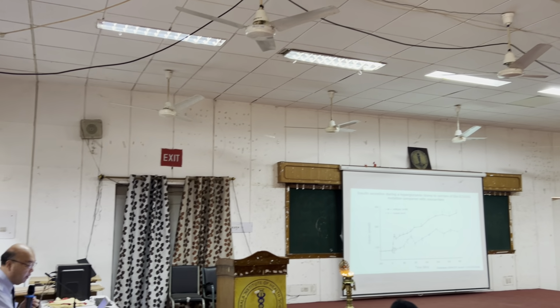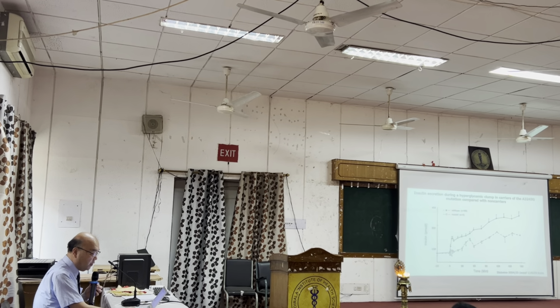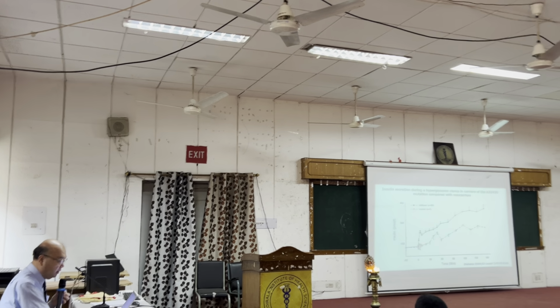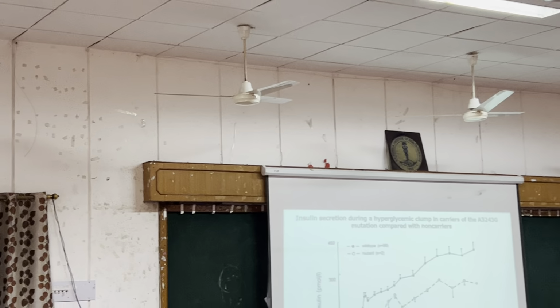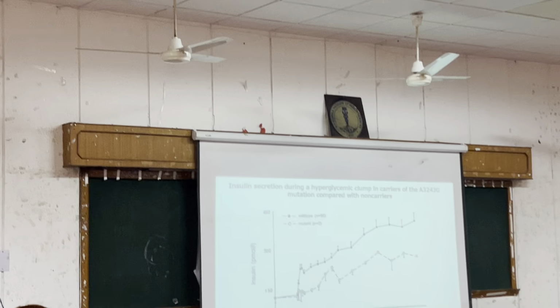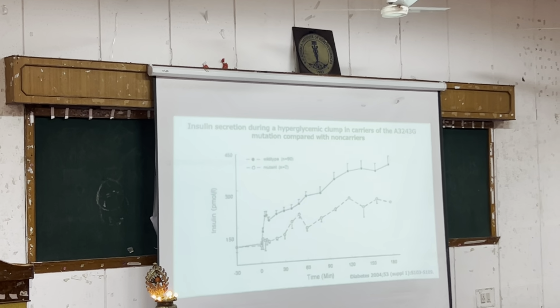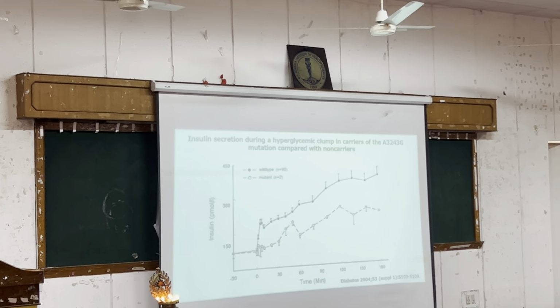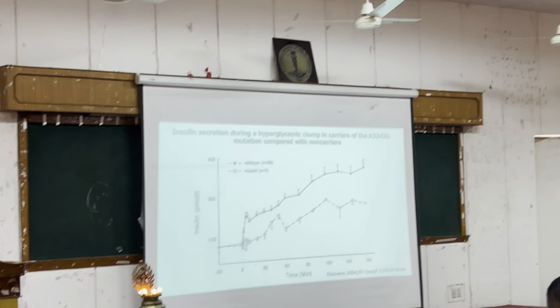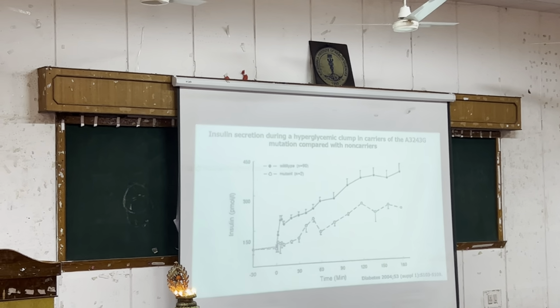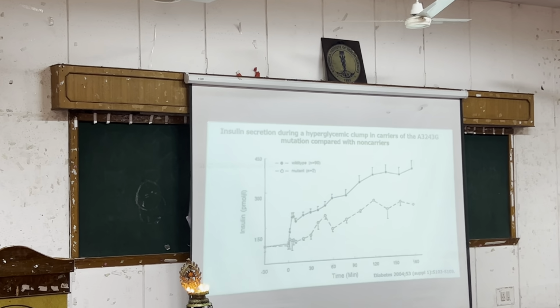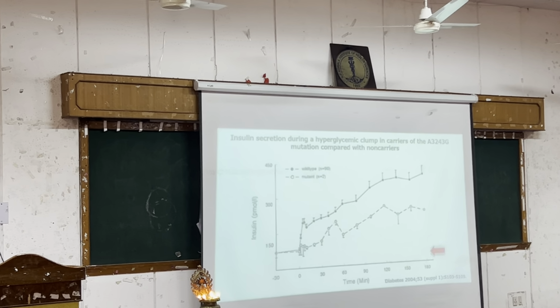A gradual development of pancreatic B-cell dysfunction upon aging is the main mechanism in glucose intolerance. Carriers of the mitochondrial DNA A3243G mutation show significantly lower insulin secretion than the non-carriers.